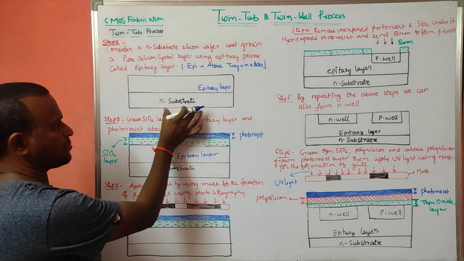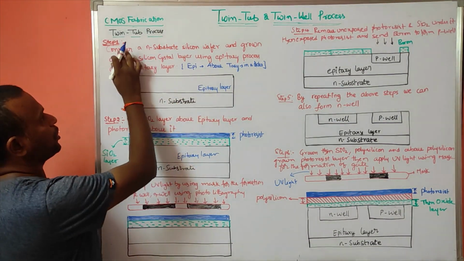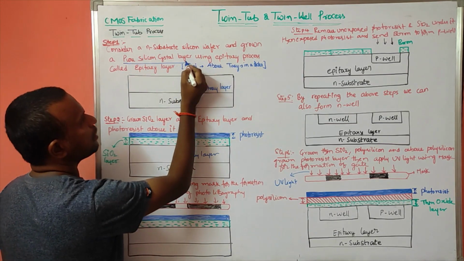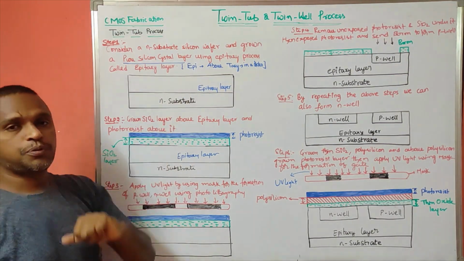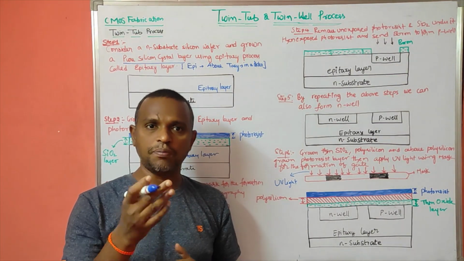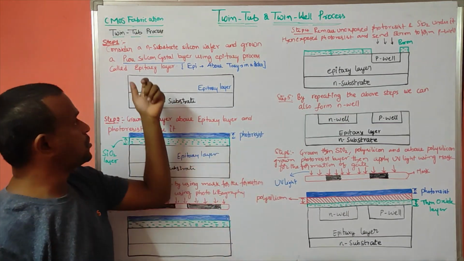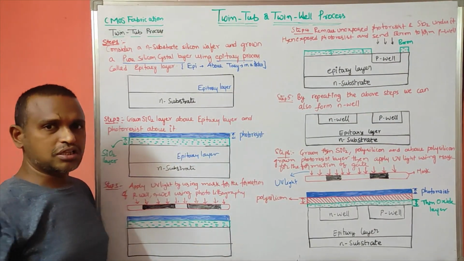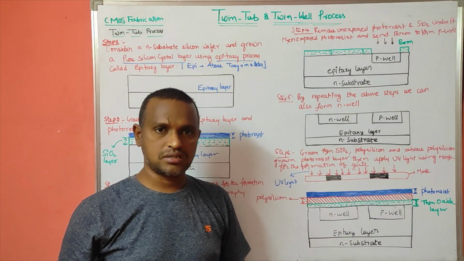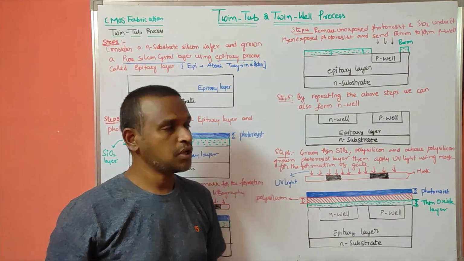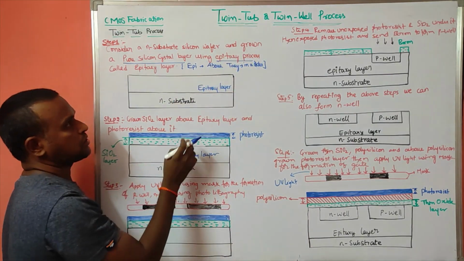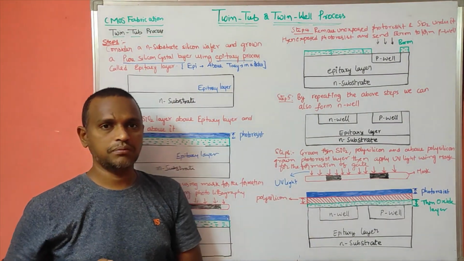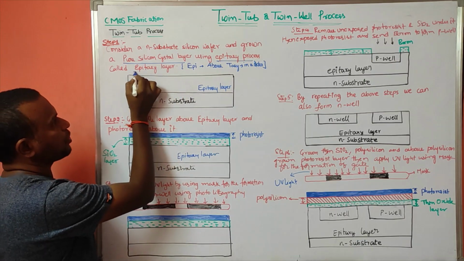So here I am taking the N substrate. Above that, consider the N substrate silicon wafer and grow a pure silicon crystal layer. Pure silicon means it has high resistance. So a pure silicon crystal layer using the epitaxy process. I introduced this epitaxy process also while explaining the fabrication of IC. So by using the epitaxy process, I am placing an epitaxy layer above the substrate wafer, the silicon wafer.